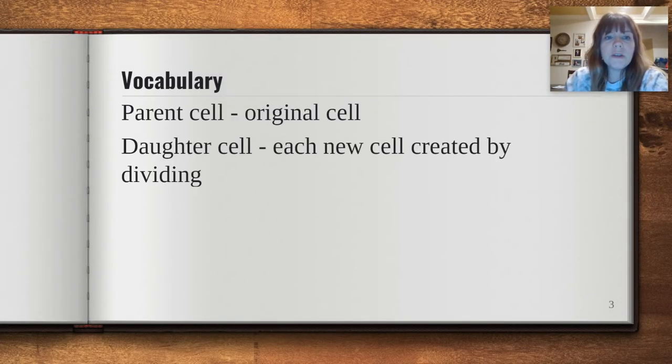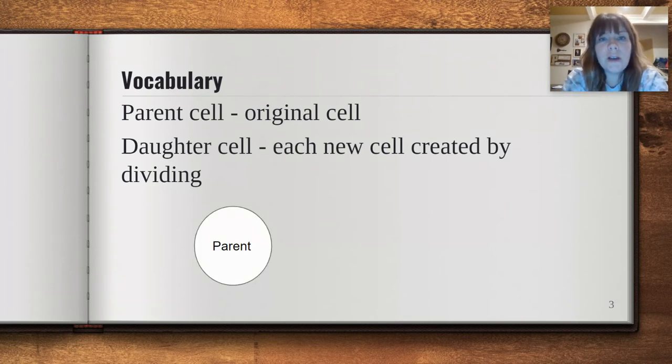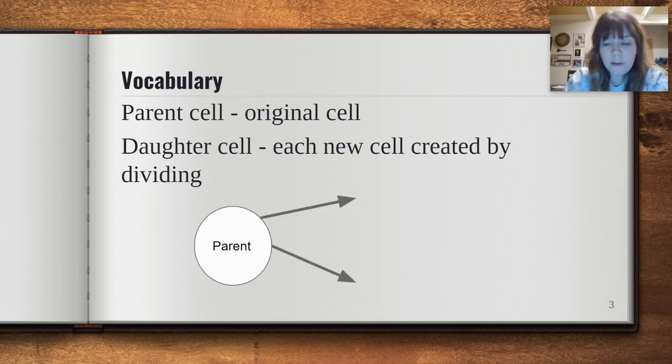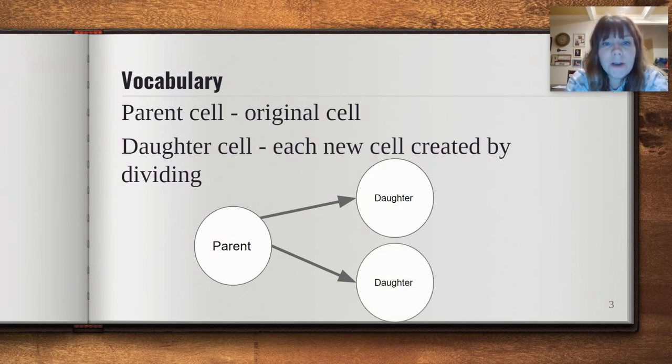So the first thing we're going to talk about is a parent cell and a daughter cell. So here's a parent cell. We're going to call it my original cell. Okay, it's what I'm starting with. When that cell divides to replace itself, maybe it's got some damage or maybe it's coming to the end of its cell life, it's going to split and create new cells. The dividing of that cell then becomes daughter cells. So parent cells are the original. Daughter cells are what are created from it.